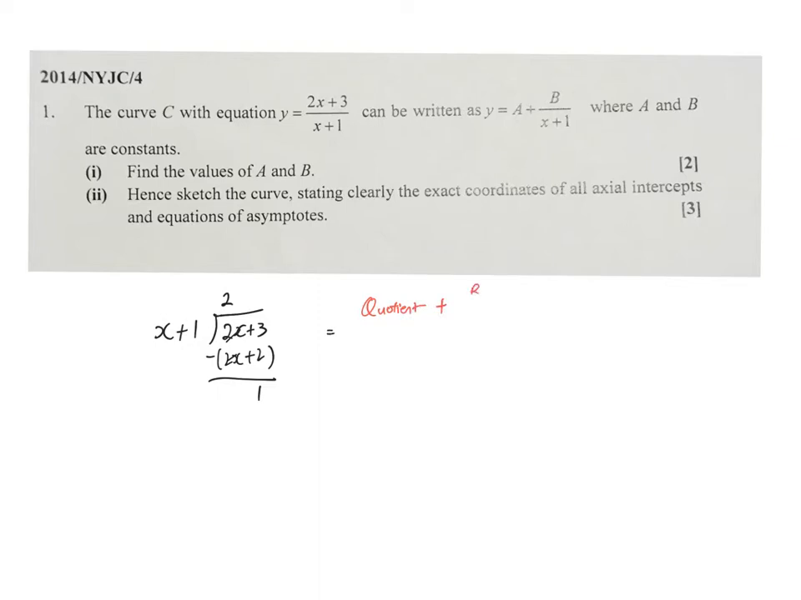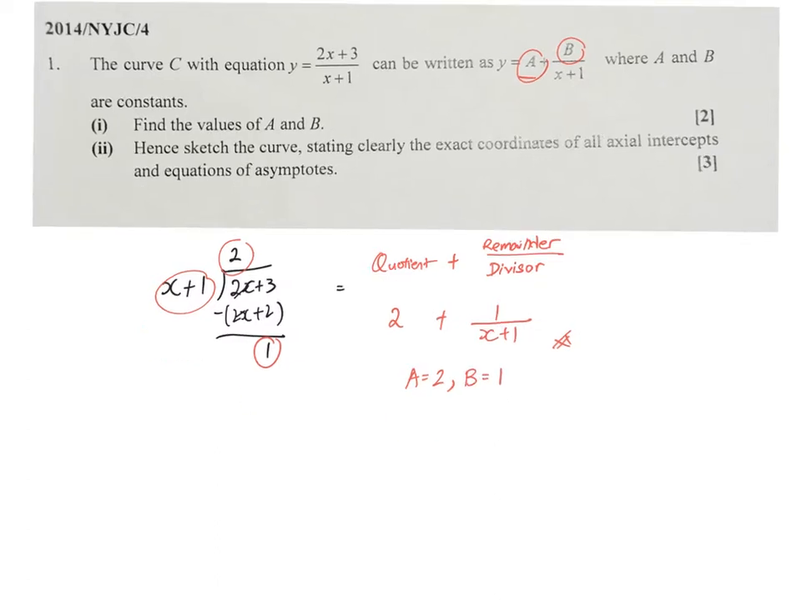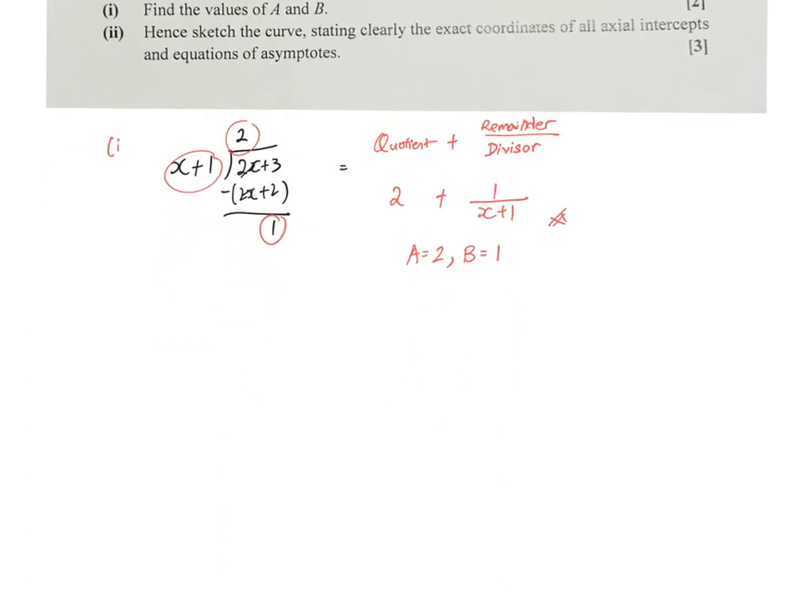plus the remainder over the divisor. Alright, so the quotient basically is 2, plus a remainder 1 over the divisor, x plus 1. And from here, you can see that if I compare it to this, a is equal to 2 and b is equal to 1. Okay, so that will be for part 1.